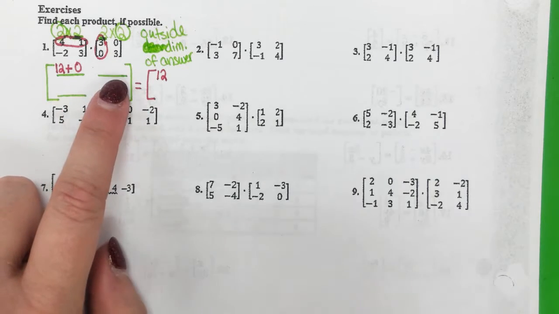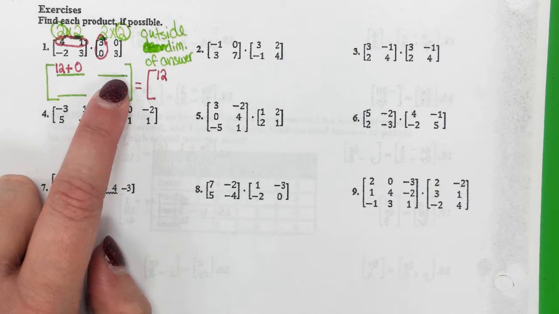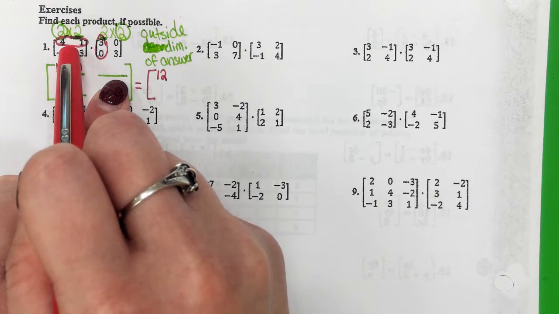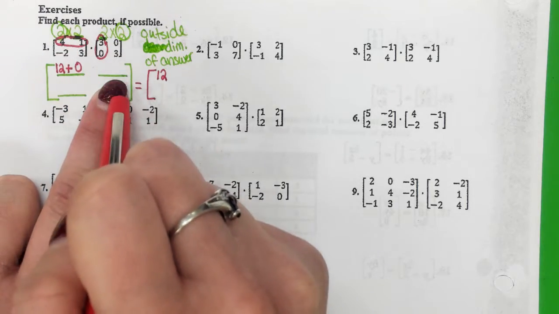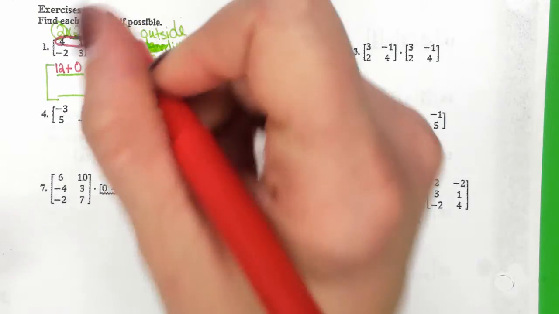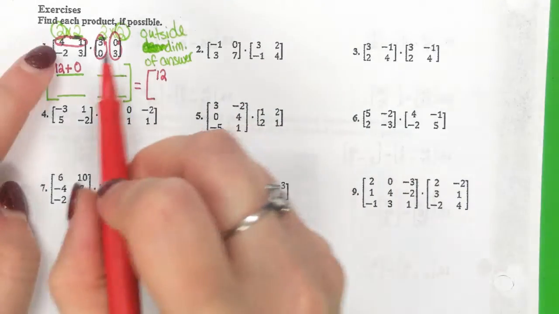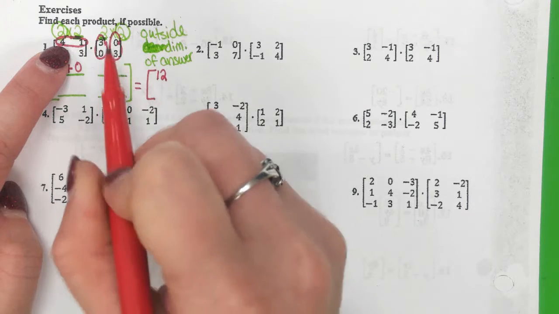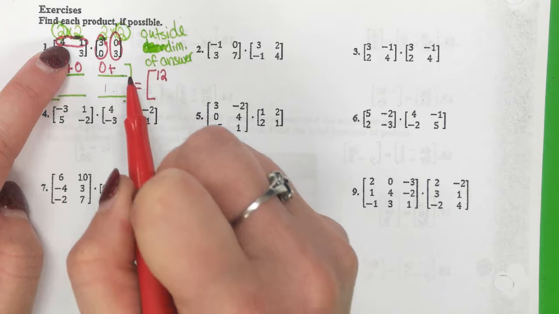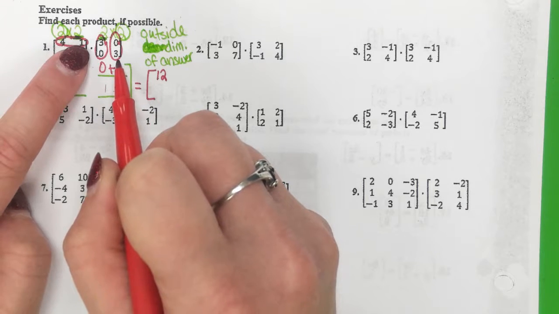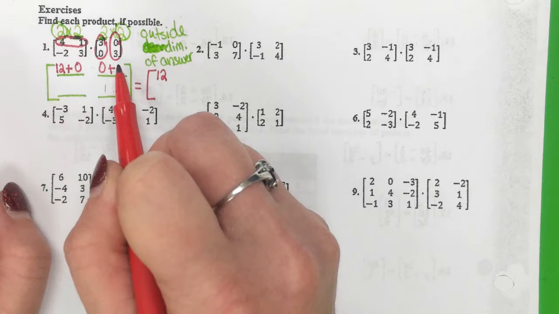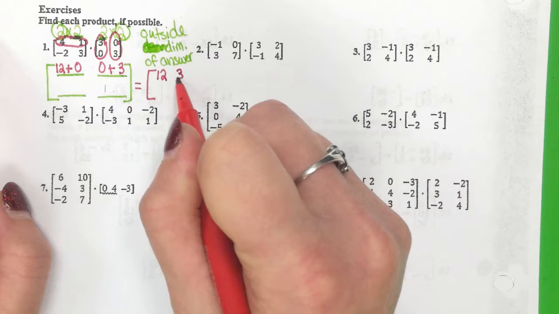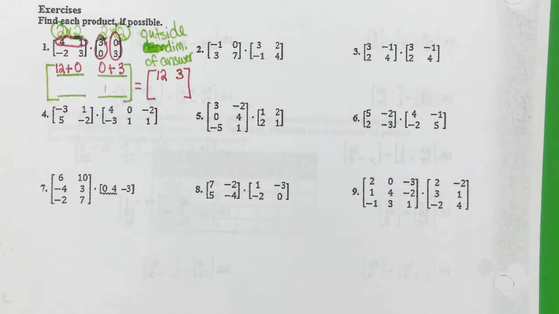All right, now let's look at this one. What row is this one in? First row or second row? First row, so we're still dealing with the 4 and the 1, right? What column is this one in? Second. So now we're dealing with 0 and 3. So we have the first row times the second column. So we have 4 times 0 is 0, and 1 times 3 is 3. Add them together, and what do you get? 3. Everybody okay with that so far?